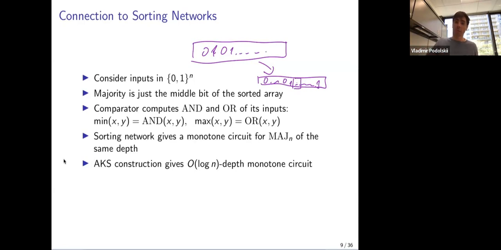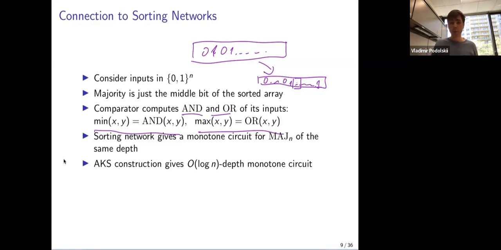So if we sort an array, then we also get a majority. Also note that for Boolean inputs, minimum is just AND and maximum is just OR. So if you have a sorting network, you can consider it on 0, 1 inputs. You can substitute each minimum by an AND and each maximum by an OR. Recall that each comparator is computation of a minimum and a maximum. So from a sorting network, you get a monotone circuit for majority, because the middle output is the majority, and the depth is the same.